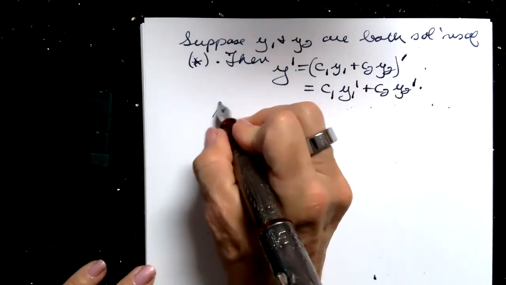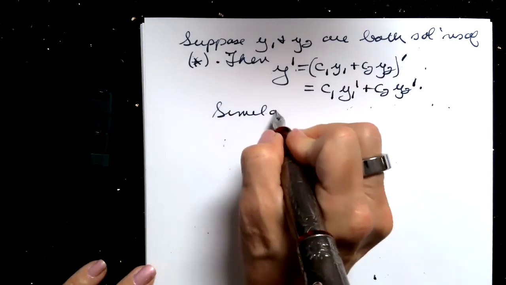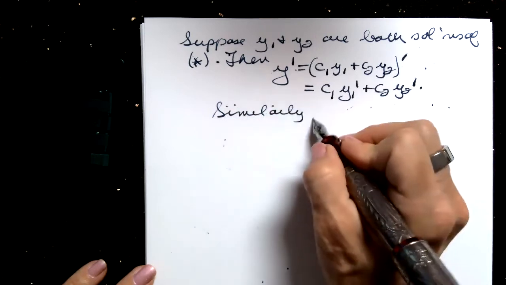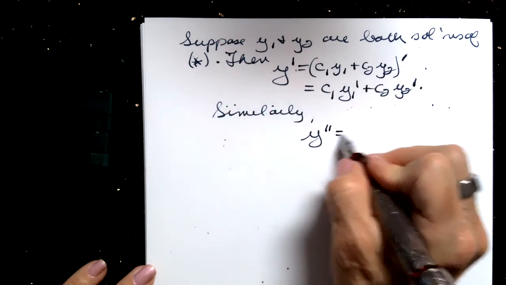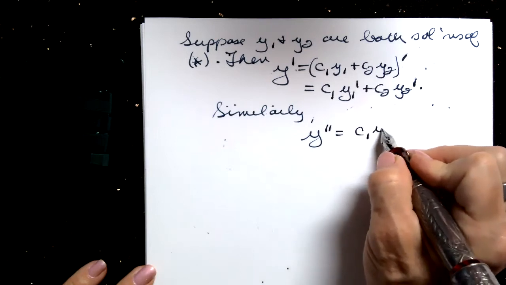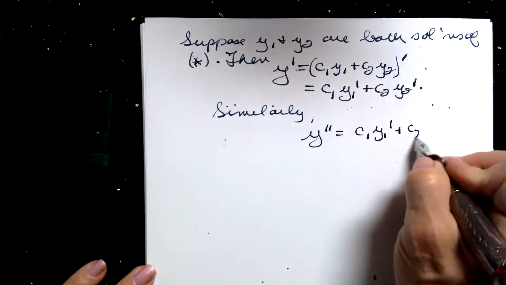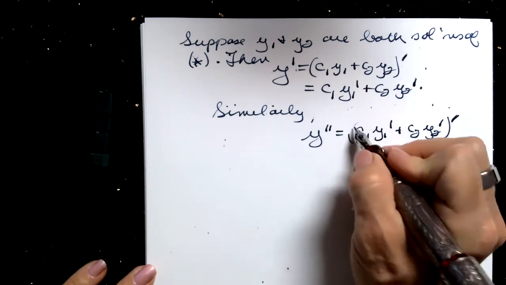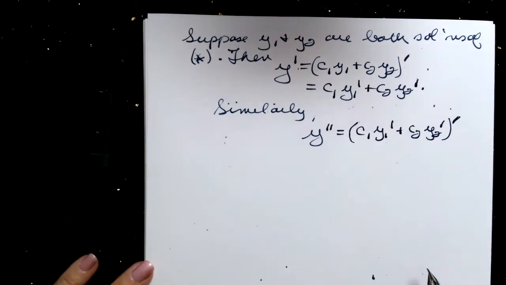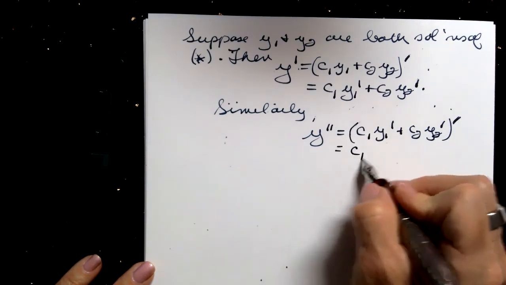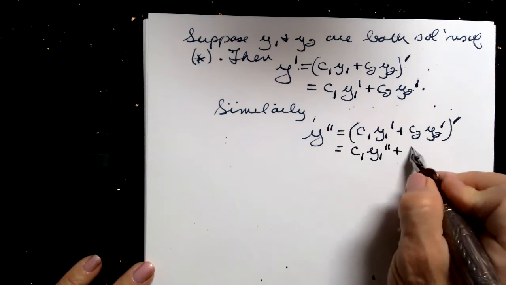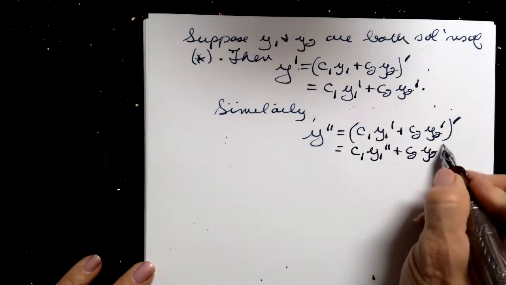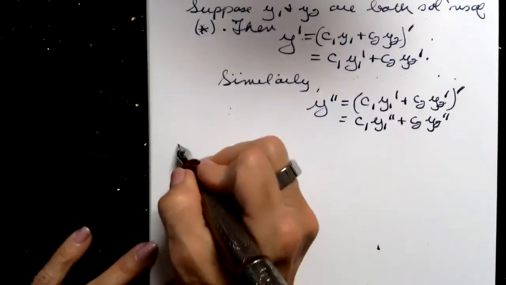Okay, and then similarly, y double prime is (c1 y1' + c2 y2')', all differentiated. Okay. And so again, by the rules of calculus 1, that is c1 y1 double prime plus c2 y2 double prime.